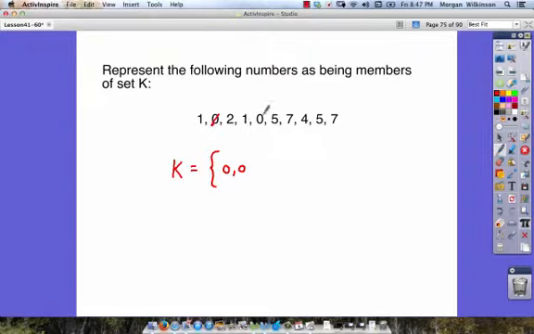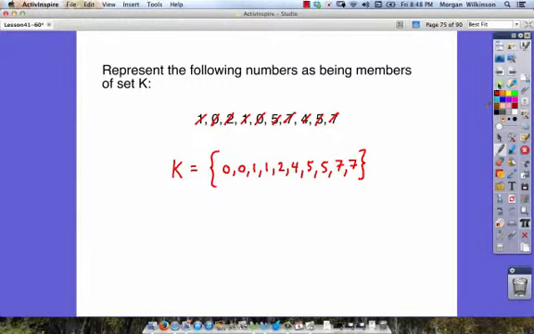So we've got 0, 1, 2, 4, 5, and 7. Now this is obviously a finite set, and it's a finite set because it has a limited amount of numbers, or a certain number of numbers. There's no dot, dot, dot, the ellipsis, on either side that would mean our pattern would continue.